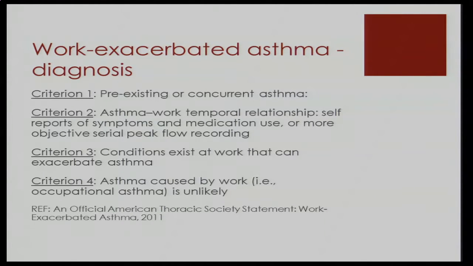So they may report their symptoms are worse due to particular work exposures, that they have an increase in medication use related to their work, so they're using their short-acting beta agonists more frequently at work, or using some objective measures such as serial peak flow recordings where we see a decline in reading, so more significant airflow obstruction when they're actually at work than away from work. And criteria three is that conditions exist at work that can exacerbate asthma, and that comes back to taking your occupational history about the exposures that worker is going to be dealing with at their workplace. And in your opinion, are those exposures something that can actually worsen their asthma control?